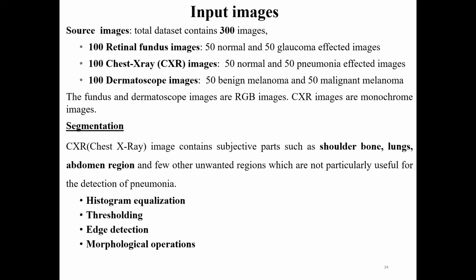So we have an important step called segmentation. The chest X-ray image contains subjective parts such as shoulder bone, lungs, abdomen region, and a few other unwanted regions which are not particularly useful for the detection of pneumonia. We will use a technique called histogram equalization, as we already discussed. We'll use techniques like thresholding, edge detection, as well as morphological operations. So we'll use all these pre-processing techniques.